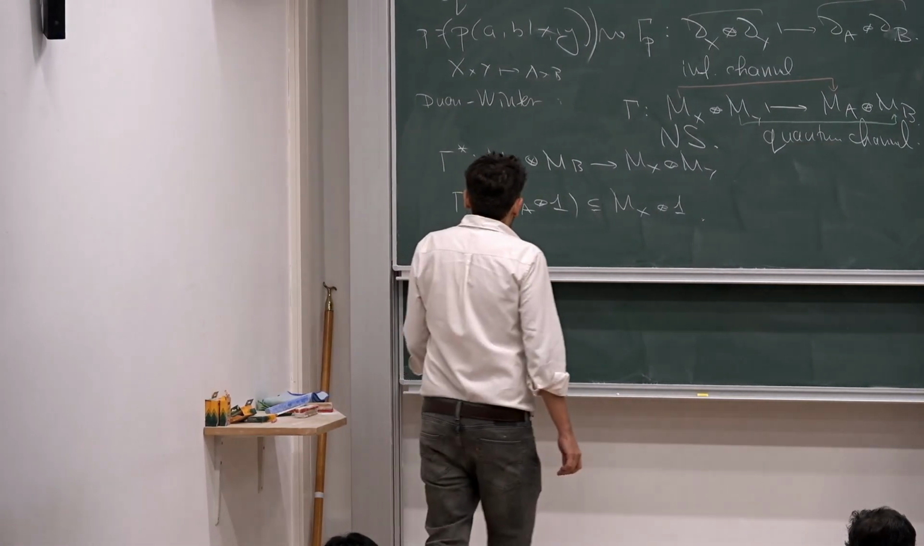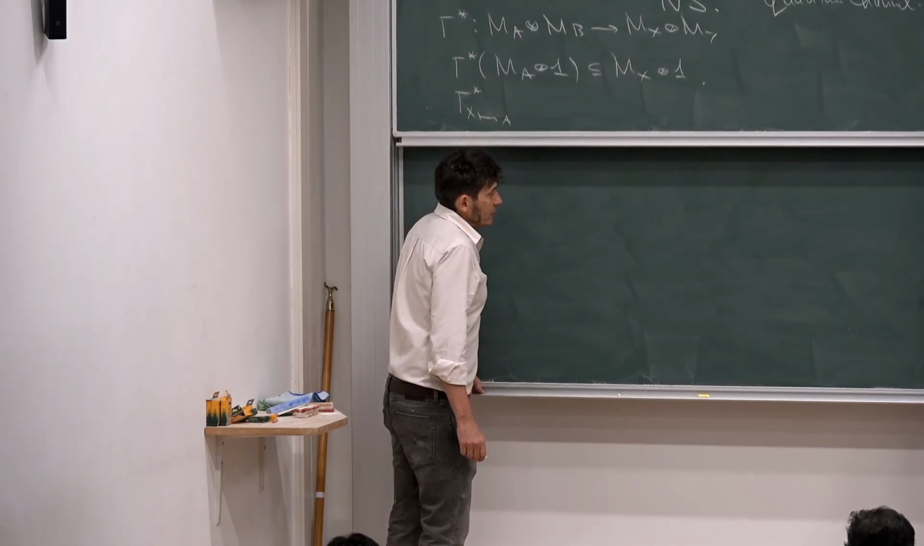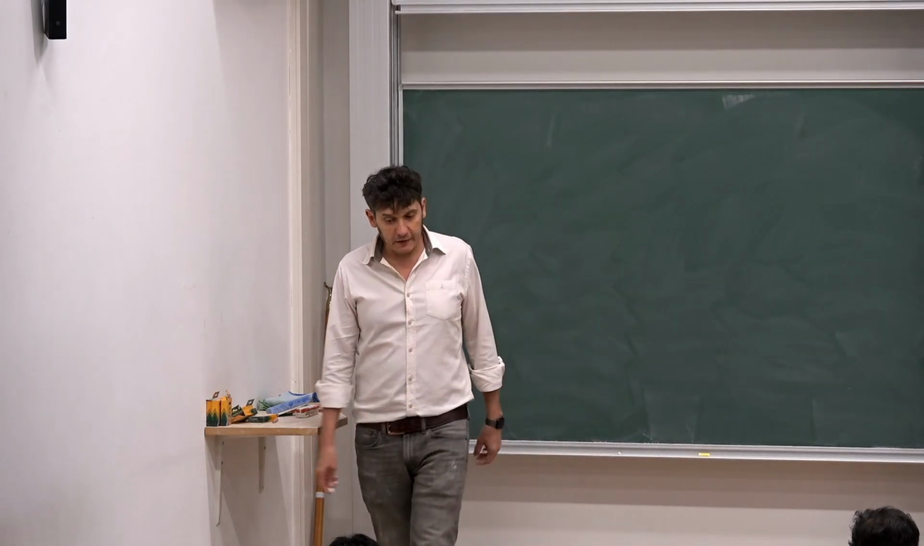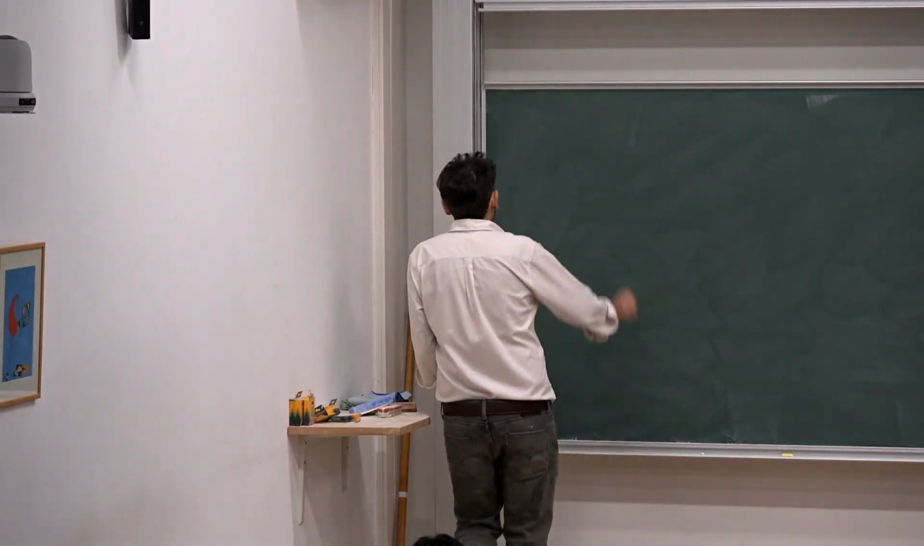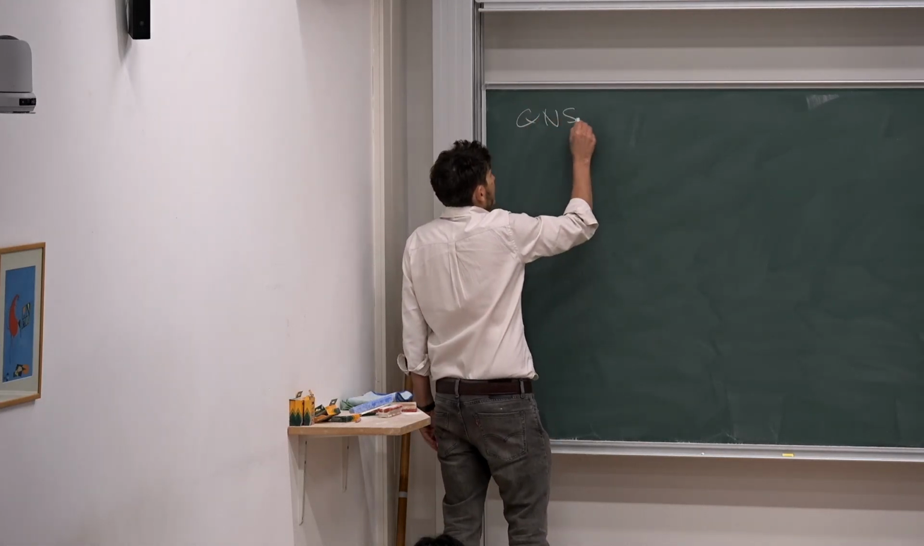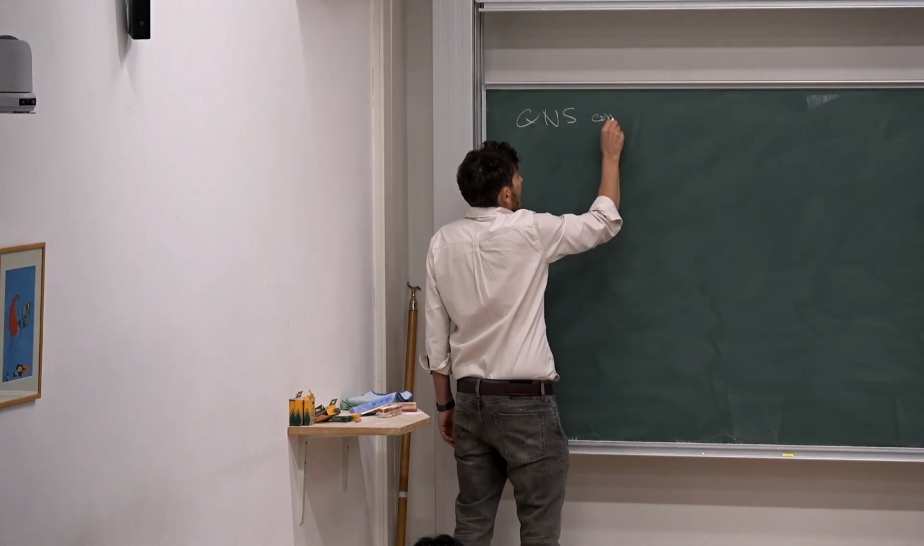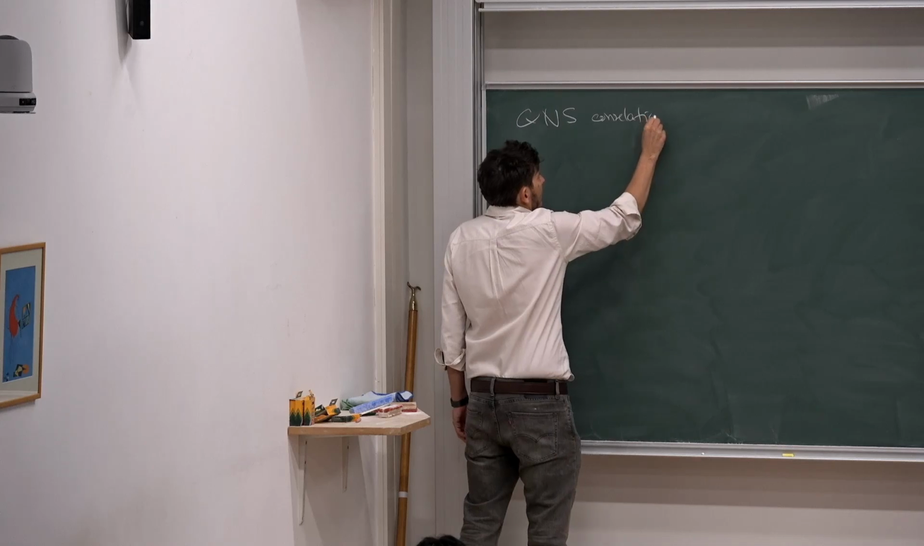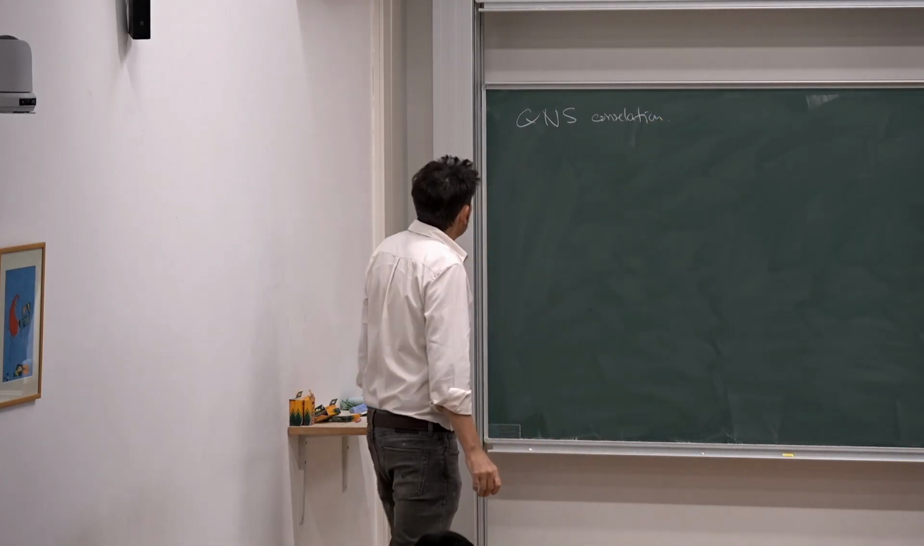Yeah. All right, so then this will be the general no signaling class, the QNS class of correlations, quantum no signaling correlations, as defined, as I said, by Duan and Winter.